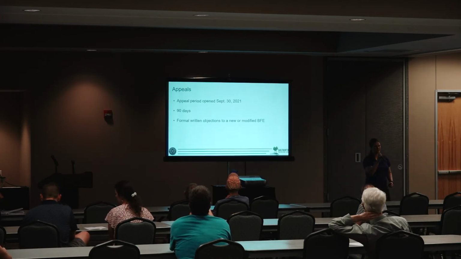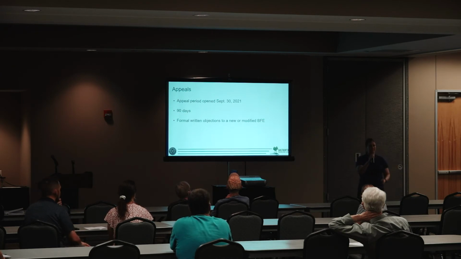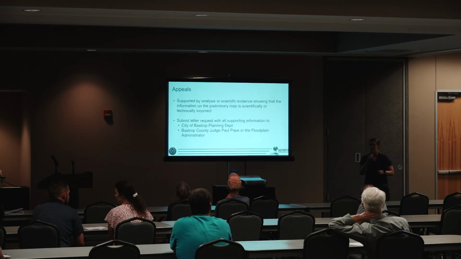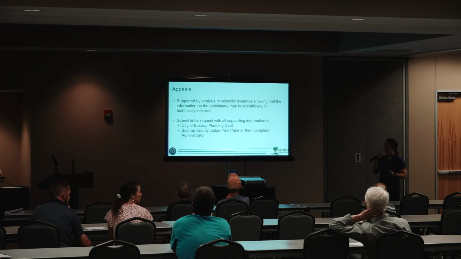All right, so the preliminary maps, getting those adopted is a multi-step process. They are available, and now we are in the appeal period. It started last Thursday on September 30th, and it is open for 90 days. Appeals are formal written objections to the map, all right? These are technical objections to the map. I want to reinforce that. You need to have scientific evidence showing that the information on the preliminary maps is scientifically or technically incorrect.